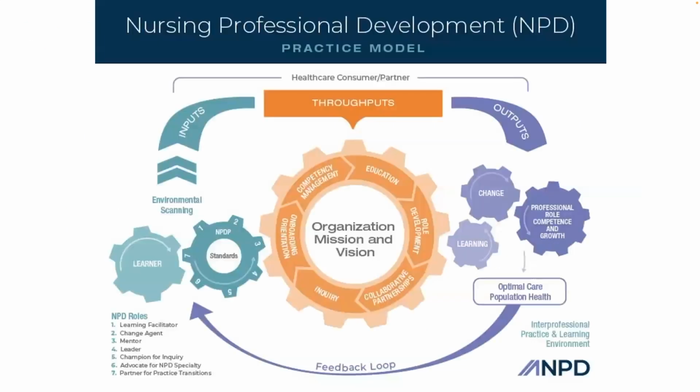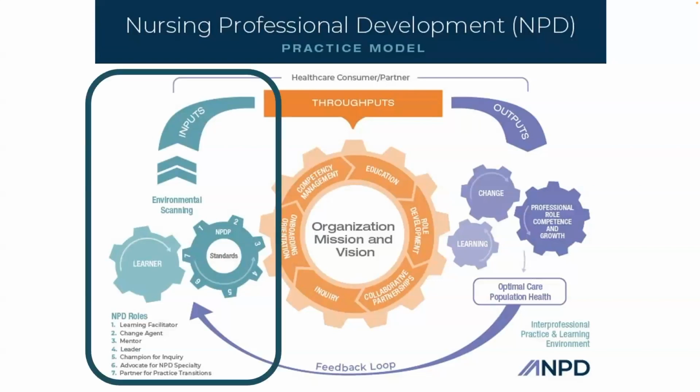All right, the next section of the abstract submission is the abstract body, divided into 3 elements. These elements align with the 3 components of the NPD practice model that occur in a cyclical pattern. So here, the inputs, the learner, the NPD roles, and the NPD standards, or the when, the who, and the how, impact how the throughputs are carried out and are very much involved in your process. You'll address these in your abstract submission in the first element of the abstract body, as well as how your environmental scanning influenced your presented work.